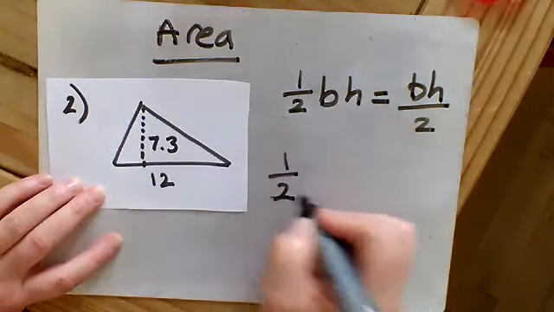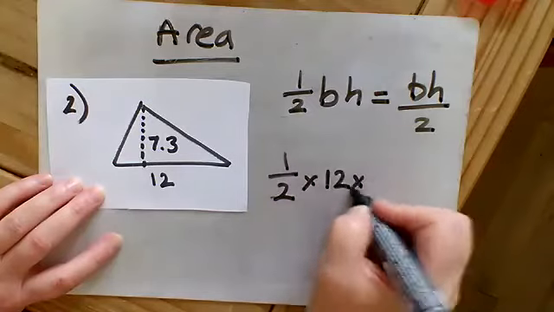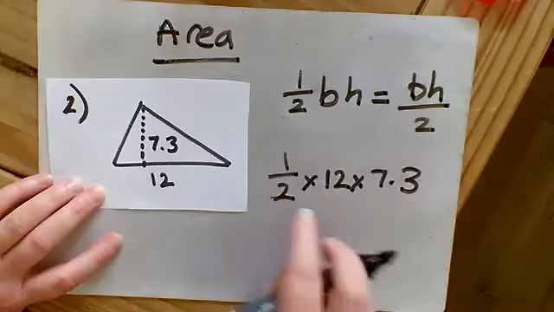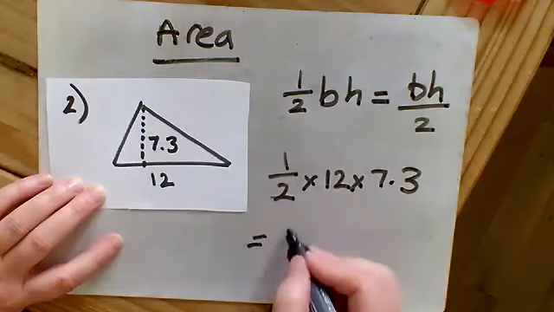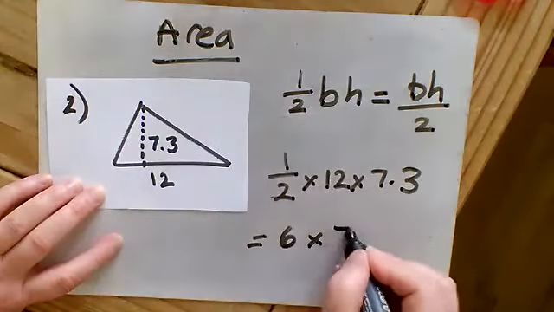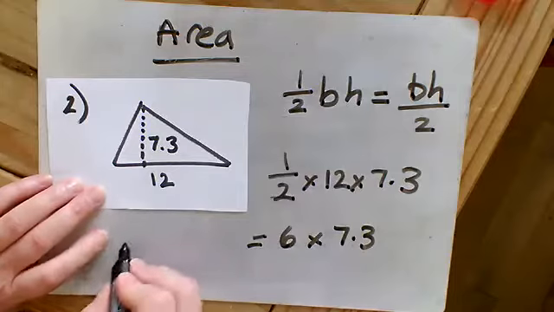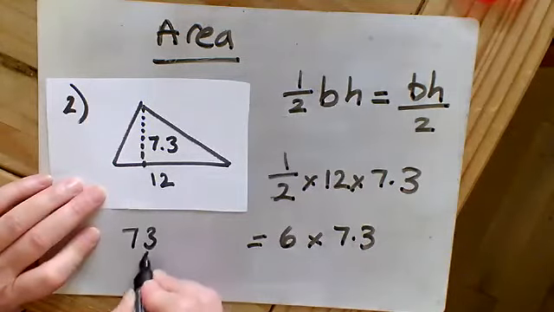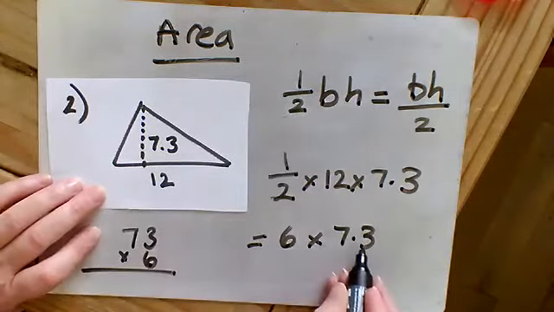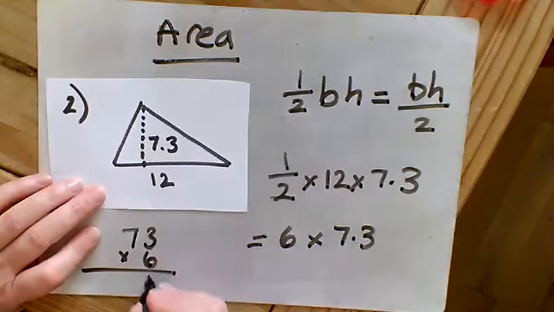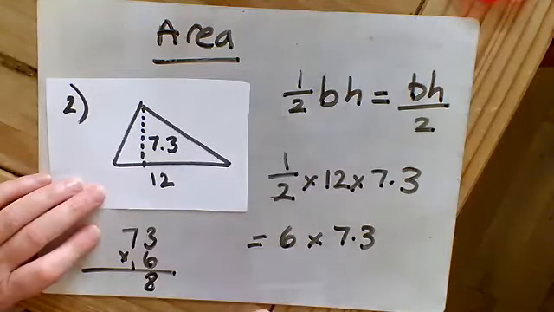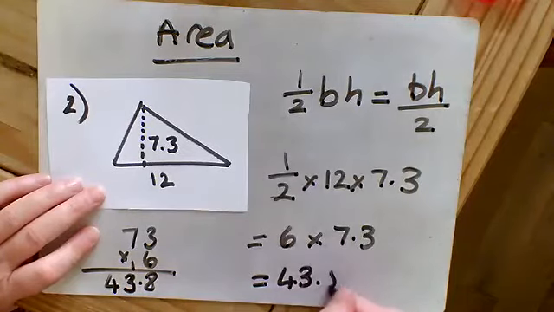So I can substitute those into my formula, and I can do a half of 12. That's nice and easy. So my formula becomes 6 times 7.3. So that's what I need to work on. 6 times 7.3. So I'm going to do that as 73 times 6, and then I'll just put in my decimal position. So 6 3s are 18. 6 7s are 42, plus 1 is 43. So putting my decimal position back in, my answer is 43.8.